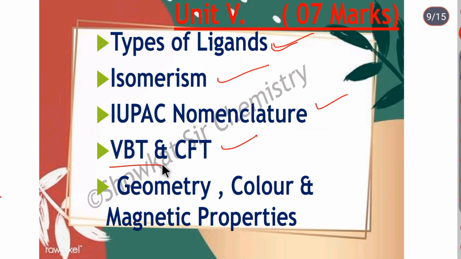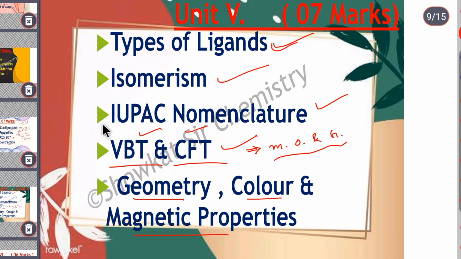The two very important theories here are valence bond theory and crystal field theory. As I already told, in coordination compounds, the magnetic properties, optical properties and the geometry are calculated from these VBT and CFT. You should know these geometries. Color and the magnetic properties are very important here. So this is your unit 5.